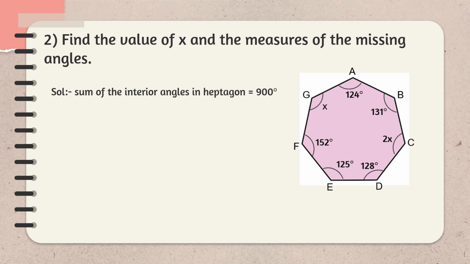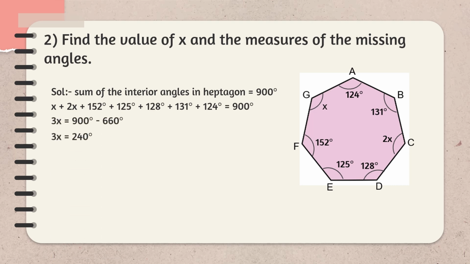So we know the sum of the interior angles of a heptagon is 900 degrees. So just substitute this, add those 7 angles, and equate it to 900 degrees. That's it. From that you will get your x value, which is 80 degrees. So your angle G is 80 degrees.